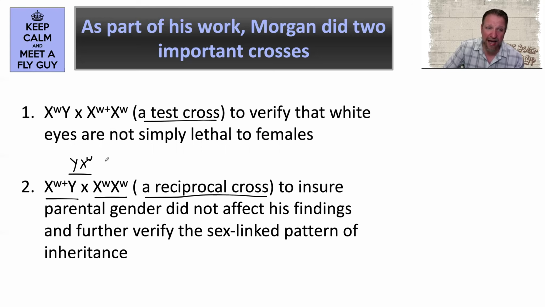Okay, the dad is going to give this XW plus to each and every single one of his daughters, and right there we can stop, because every daughter is going to be red-eyed, because they're going to have the XW plus, the red-eyed wild type allele from dad. So it's called a reciprocal cross, because we're switching. We're starting with a red-eyed male and a white-eyed female, and what we get is red-eyed females and white-eyed males in the next generation.